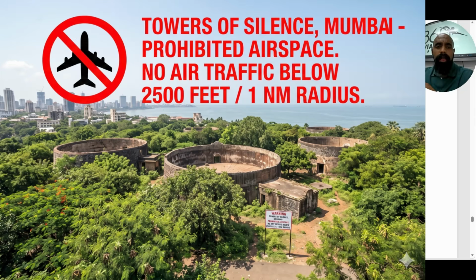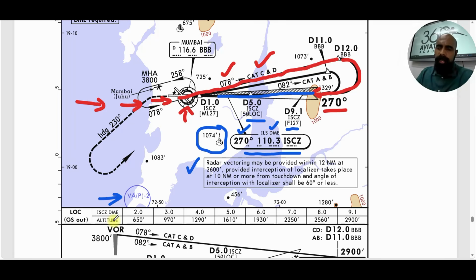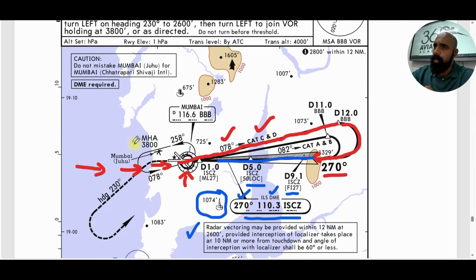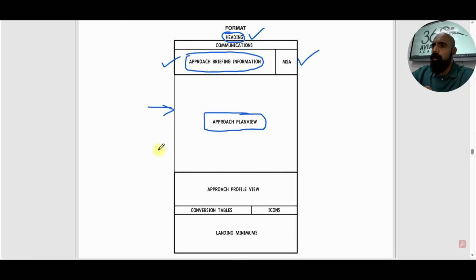VA being the FIR, right? So Mumbai falls under the VABF FIR, and therefore the prohibited airspace has been labeled as number 2 in that FIR, VAP2. All right, so that ends your plan information, and now we shall move on to the profile view over here. That's what we are going to cover right now.